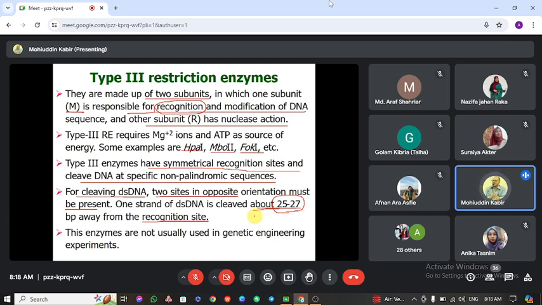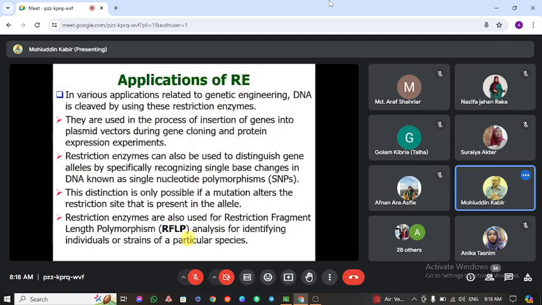Therefore, this enzyme is not usually used in recombinant DNA technology. Type 4 has not been discussed further because type 4 is only used to work with methylated DNA, and methylated DNA is not usually used in cloning and in genetic engineering. Therefore, it is not required for discussion.